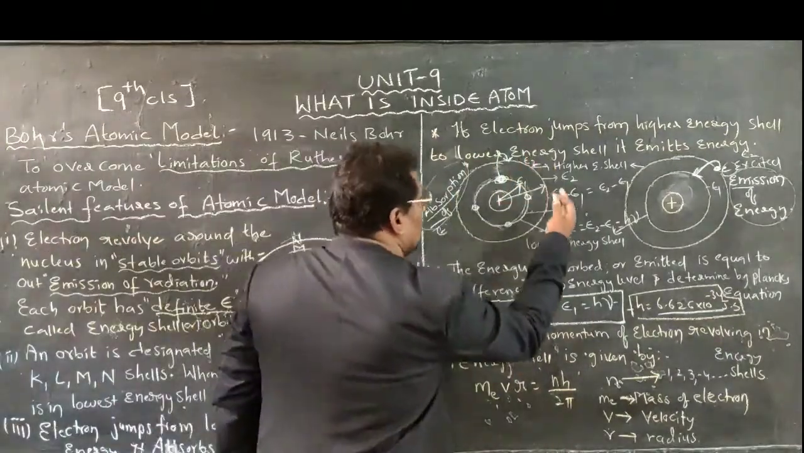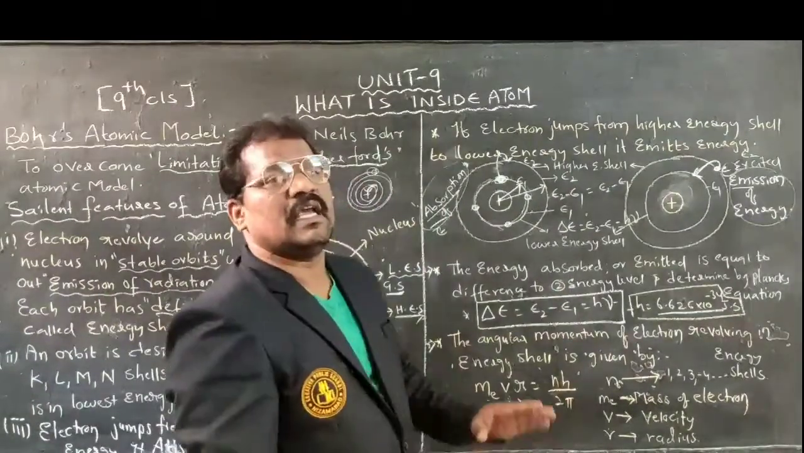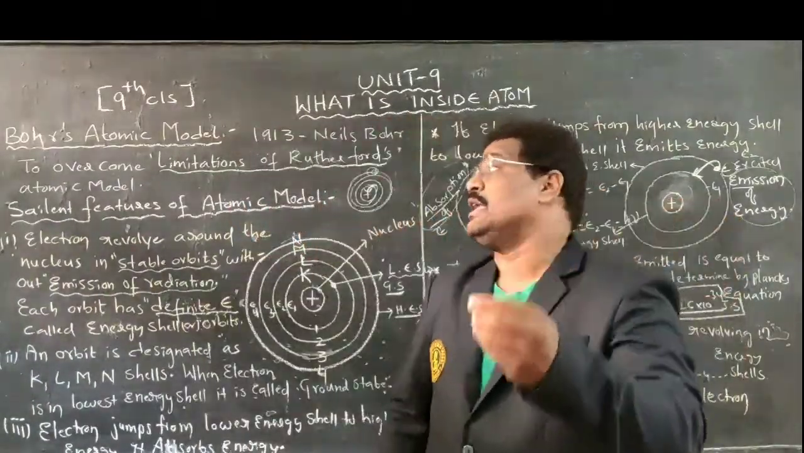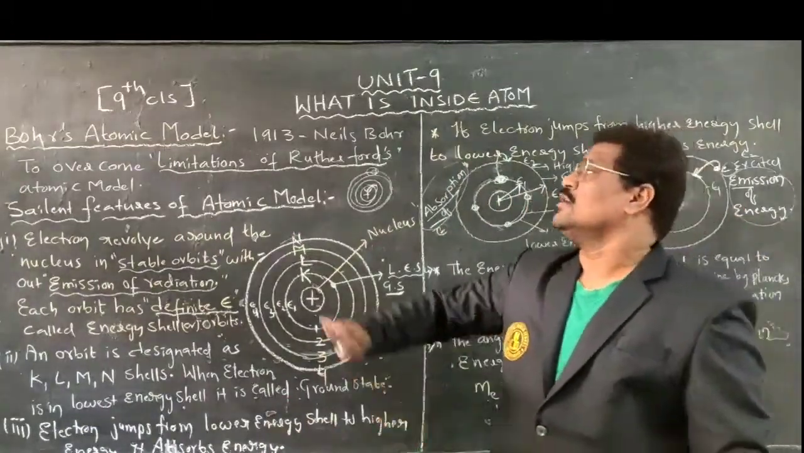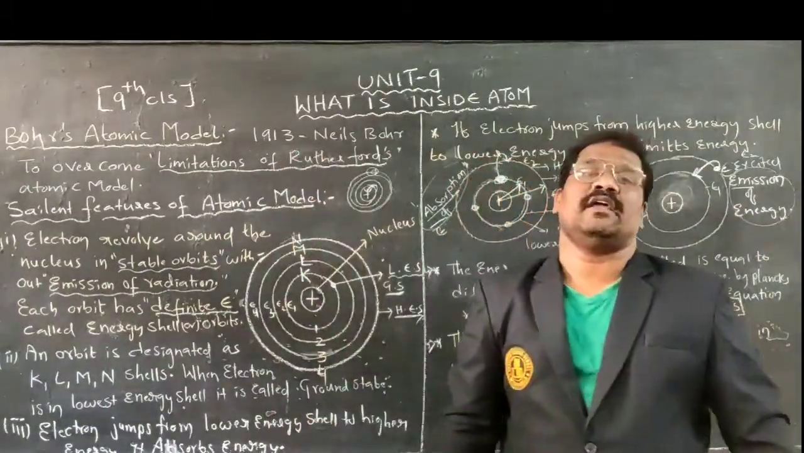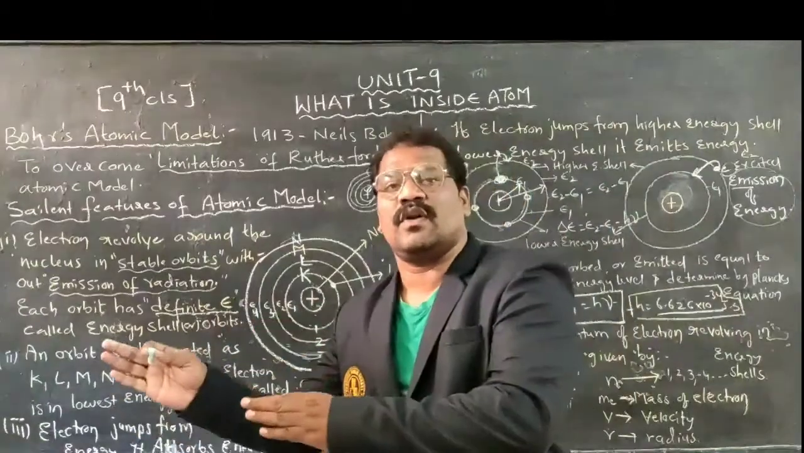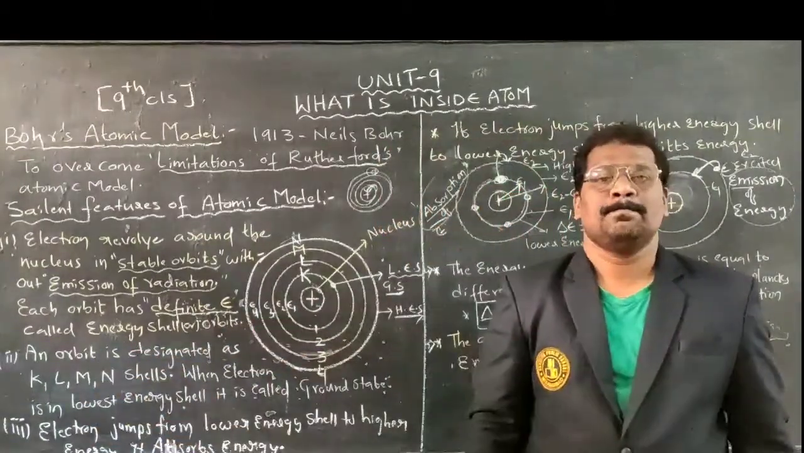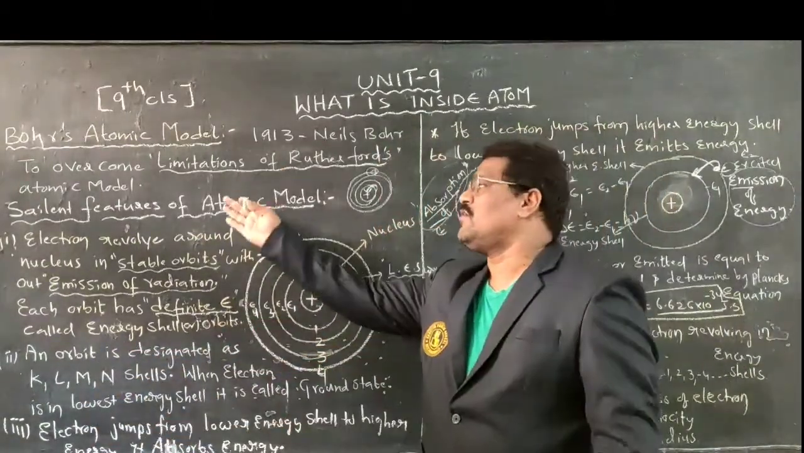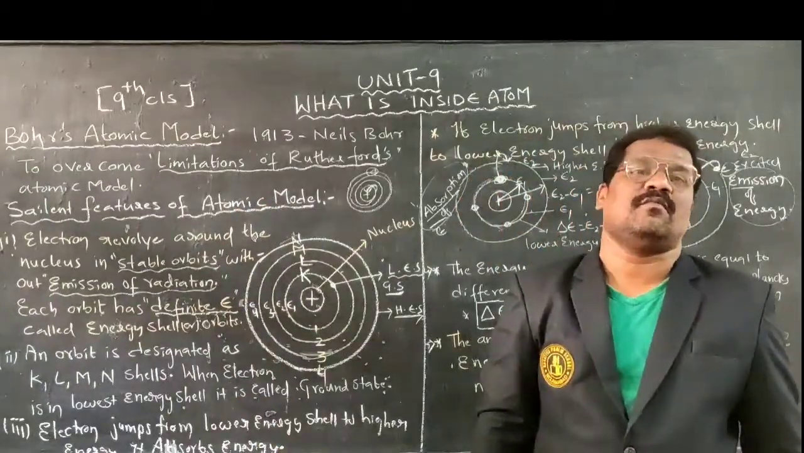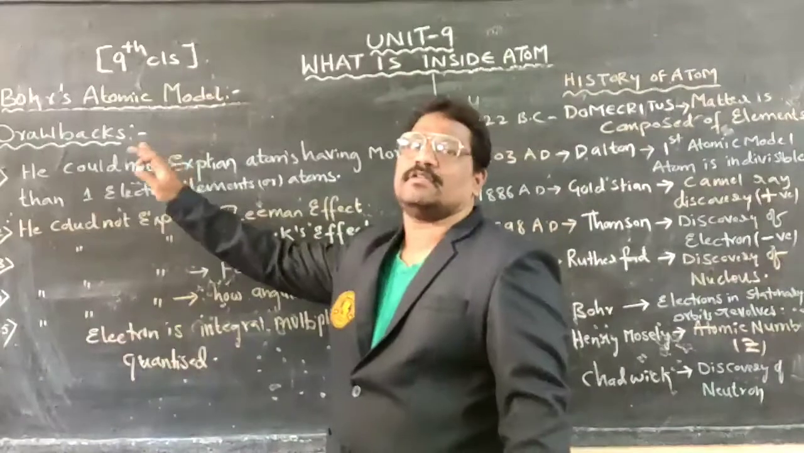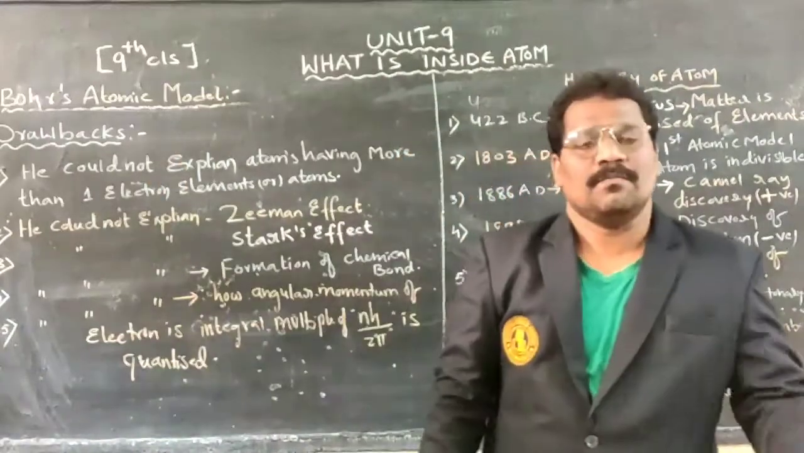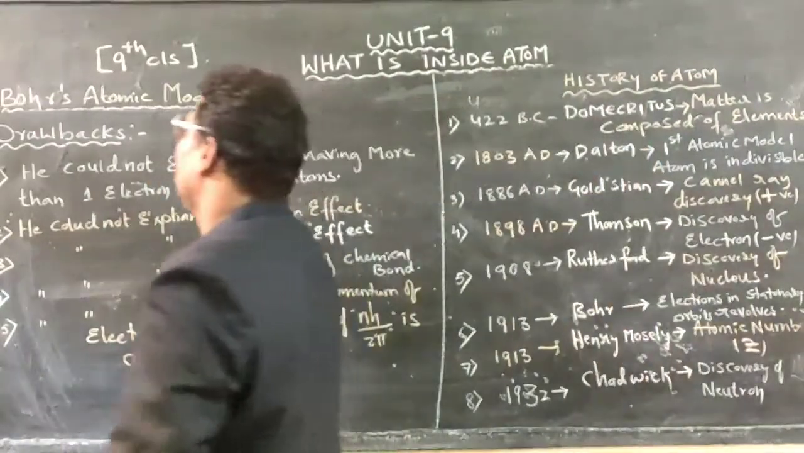These are all the postulates or salient features that Niels Bohr has given. The main theme is to overcome the limitations of the Rutherford atomic model. These are the salient features of the Bohr atomic model. Now we will go through the limitations or drawbacks of the Bohr atomic model.